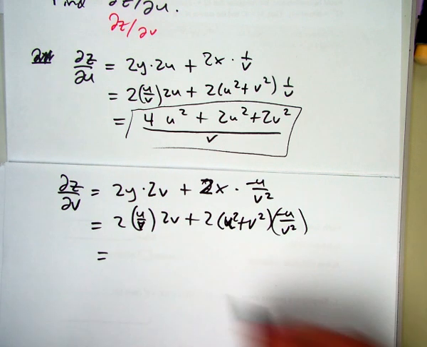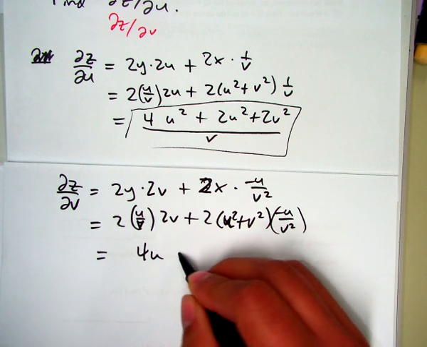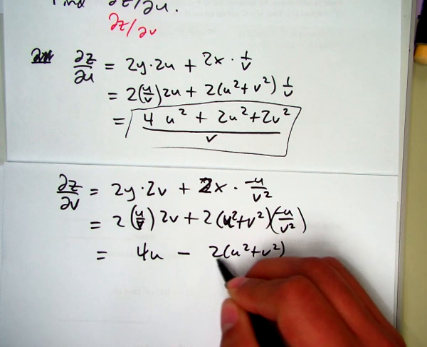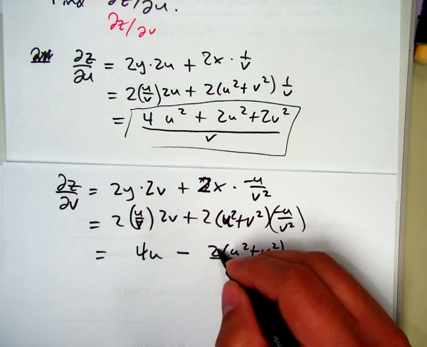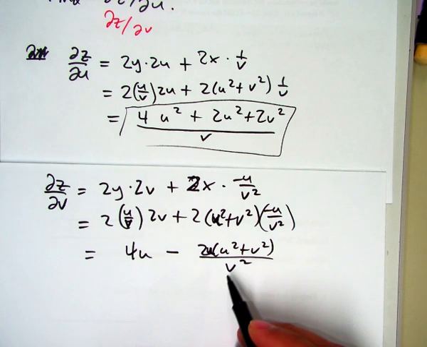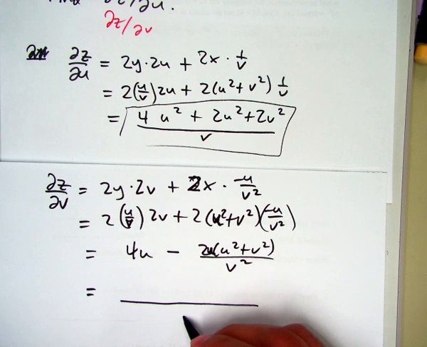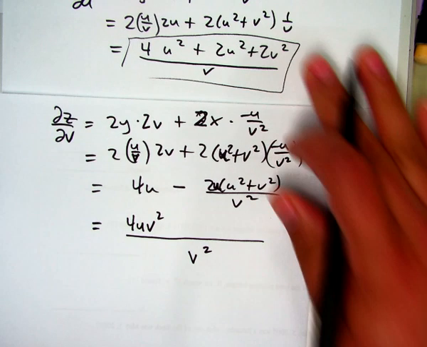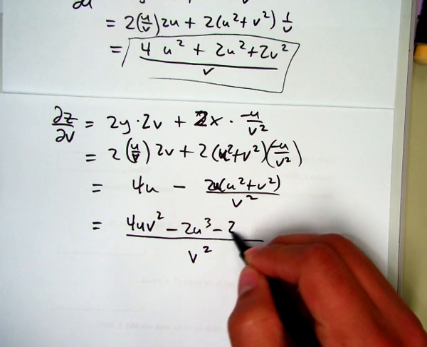So some of you had 4u minus, I'll put the minus out, so then 2u squared plus v squared over, some of you left it like that, that's fine. Oh, forgot the u. There we go. So you can leave it like that, or you could combine it into a common denominator, which is what I've been doing. So I put everything over v squared. I'm just in the habit of doing that. And then this will be minus 2u cubed minus 2uv squared.